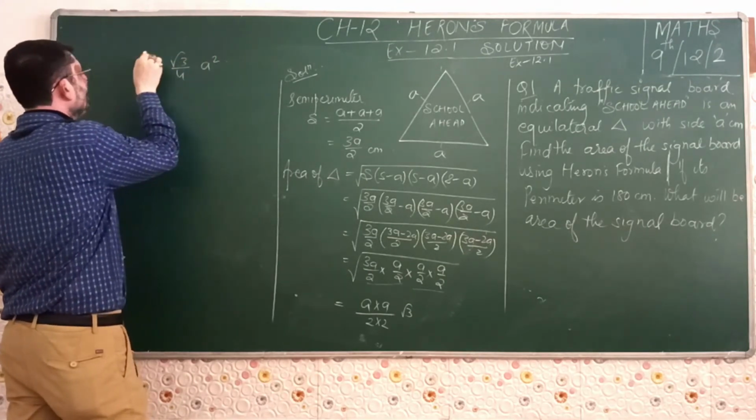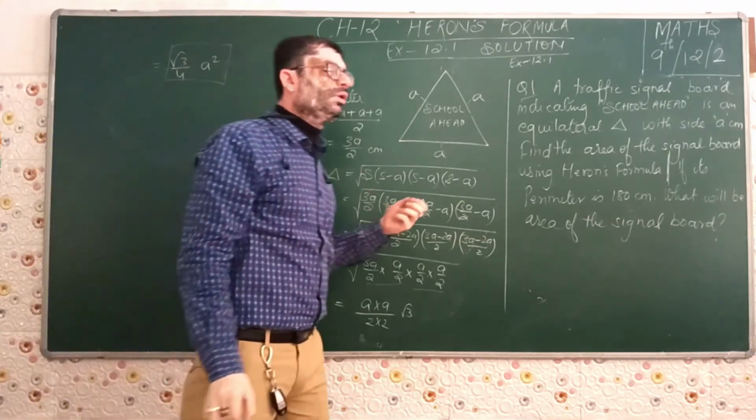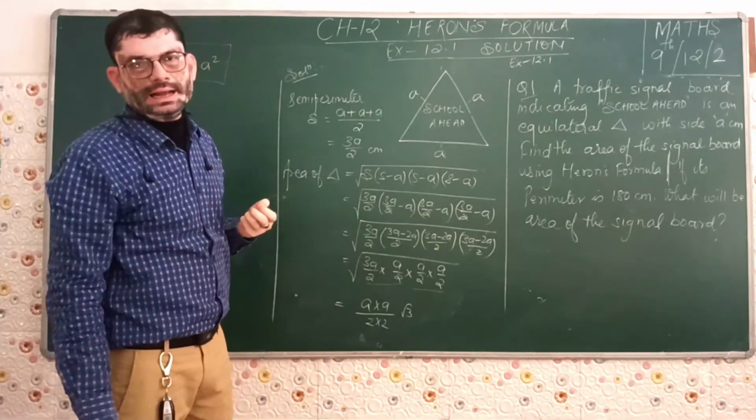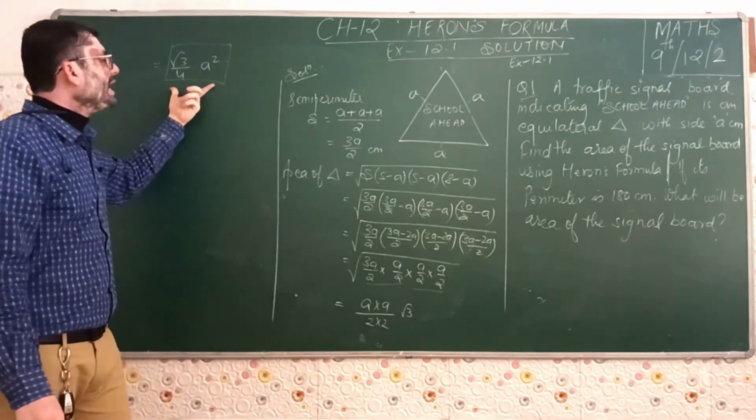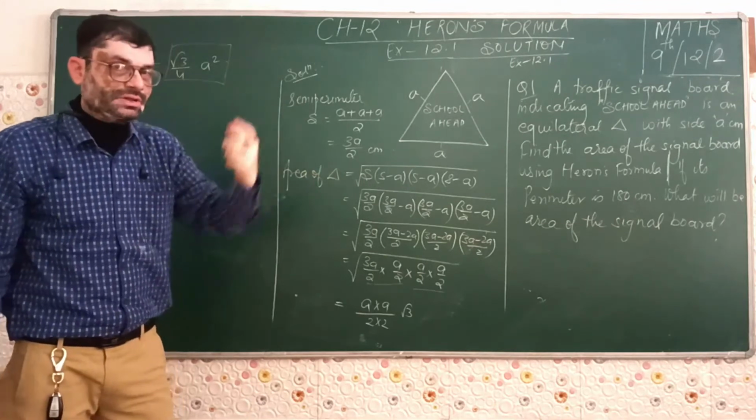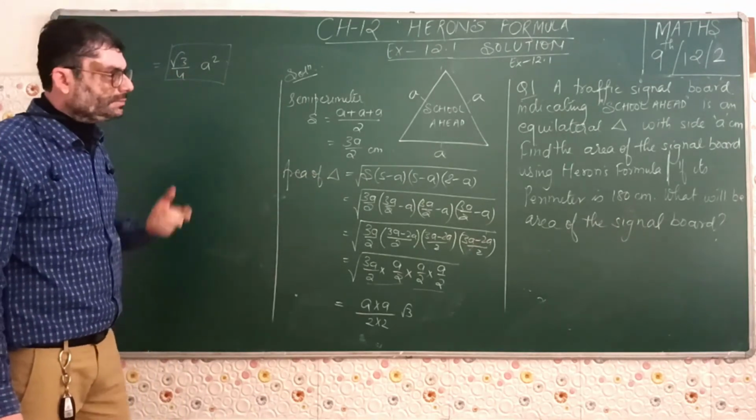So this is my required area of the traffic signal board indicating schools ahead using Heron's formula. So the final formula that we have derived for any equilateral triangle, as we have discussed earlier also, is root 3 by 4 a square.